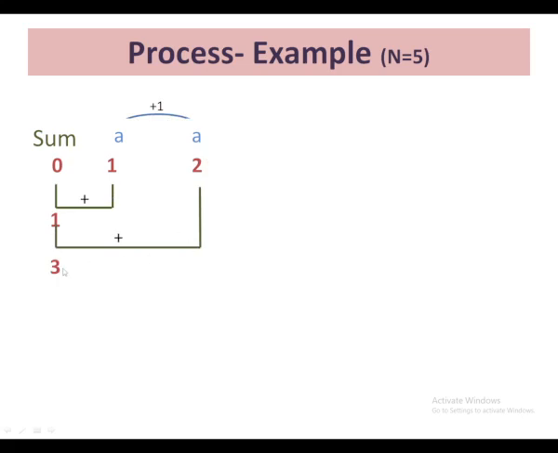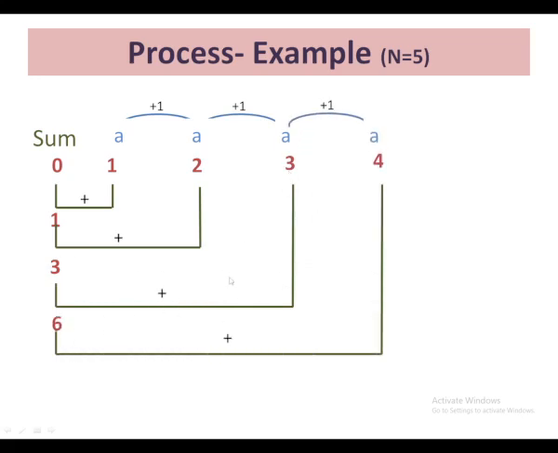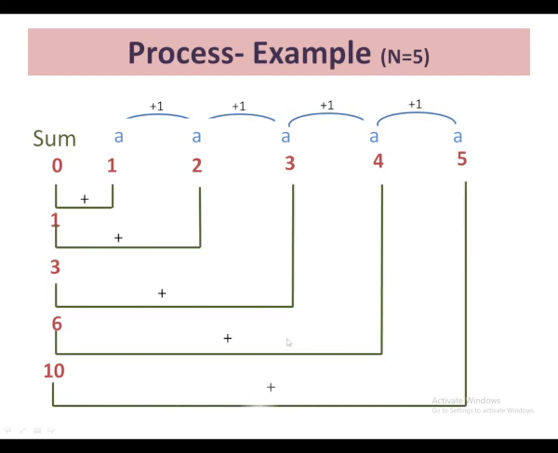Let me go slowly. Sum is equal to 0, a is equal to 1. Then I am adding these two and getting 1. I am incrementing a, getting 2, and adding these two, I get 3. Then again a is incremented, getting 3, then 3 plus 3 is 6, and a is incremented to 4, and 6 plus 4 is 10, and then 5 is added, and I get the resultant sum as 15, which is stored in sum.